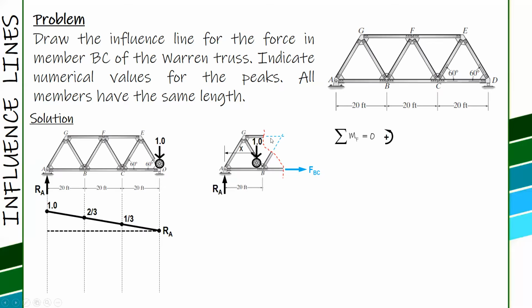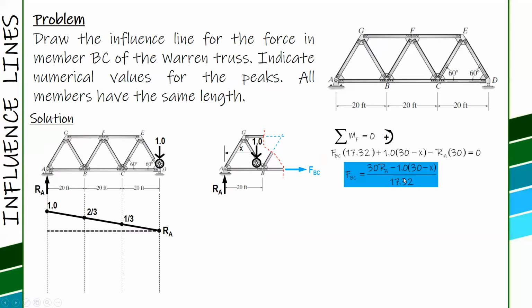Sige. Sa map moment at F, the moment arm of FBC is 17.32 kay 60, 60, 60. Equilateral, so 20 ni and 20 sine of 60. This one is 17.32. Okay siya? And then the moment arm of 1 is 30 minus x. Kaya 30 ni siya. Kana, 30 man na. Yeah, minus x. So, this is the expression of FBC.